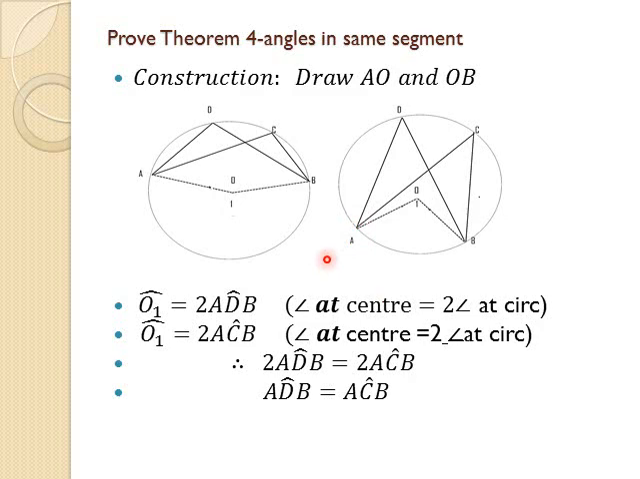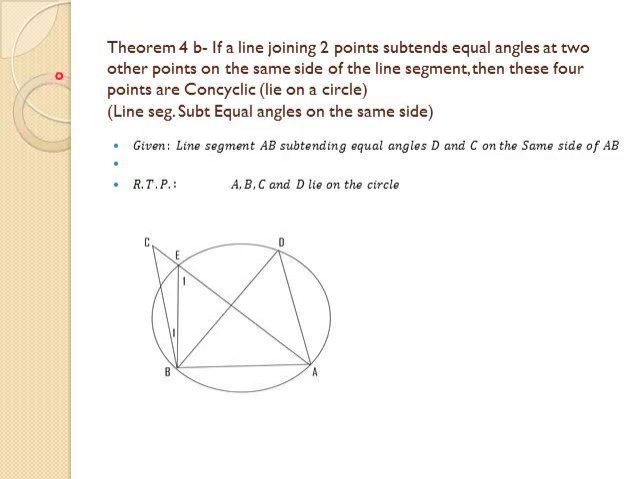So that's Theorem 4 in short, stating that angles on the same side of the circle, the same segment, must be equal if they're subtended by the same arc or chord. Let's look next at Theorem 4b: if a line joining 2 points subtends equal angles at 2 other points on the same side of the line segment, then these 4 points are concyclic, meaning the 4 points must all lie on the same circle.